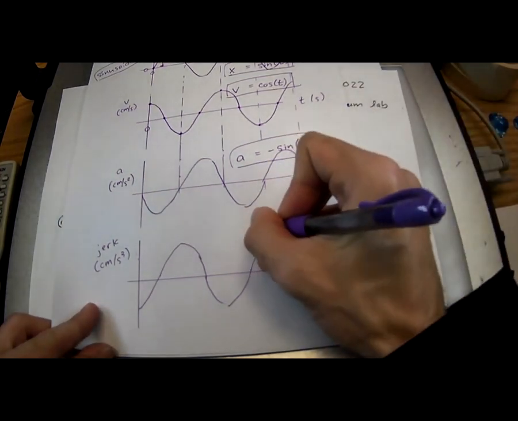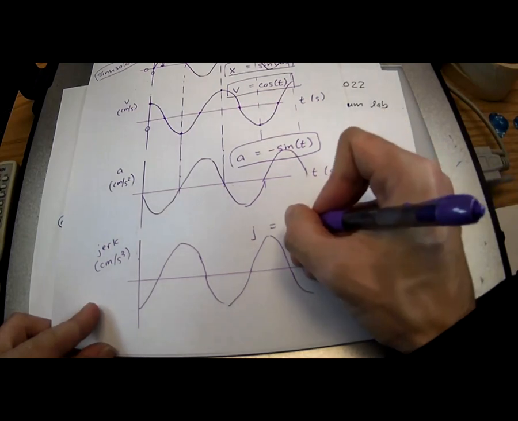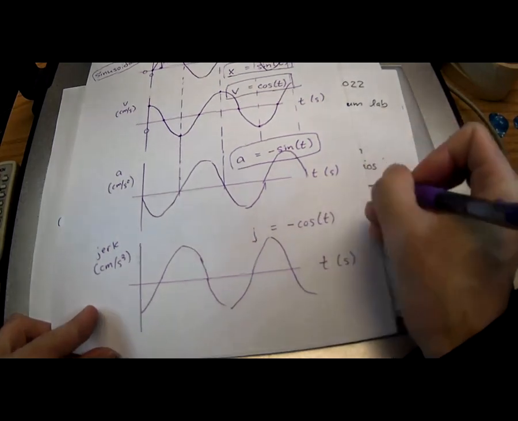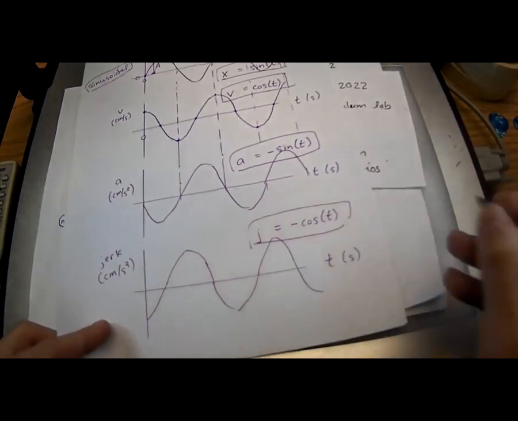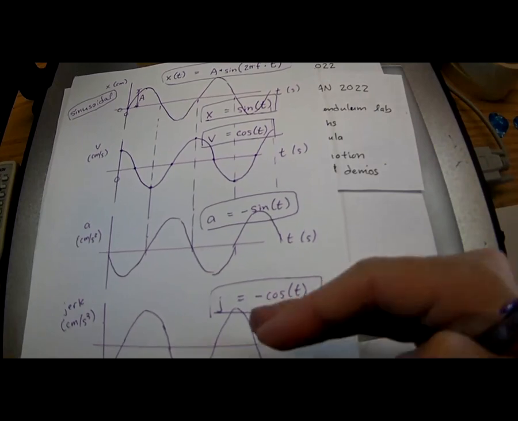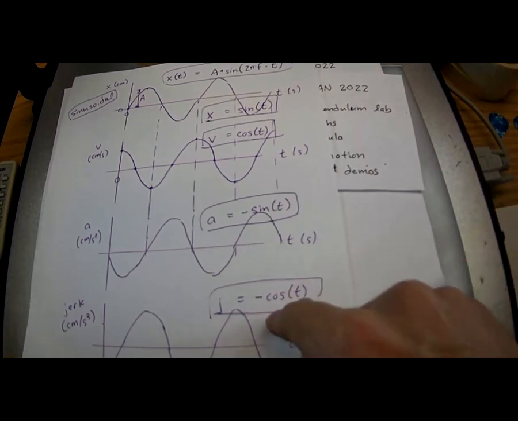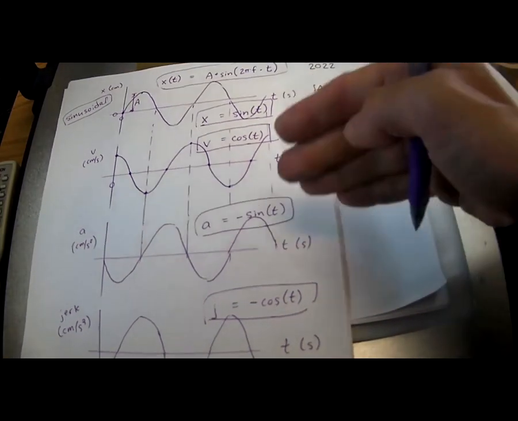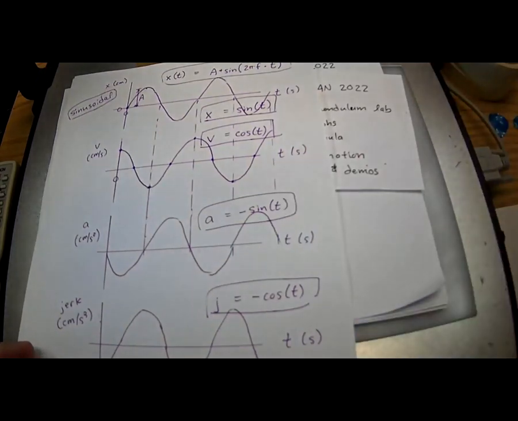So jerk as a function of time is negative cosine of however much time has passed. And the reason I wanted to bring in jerk is because that actually completes a 4-part cycle. Because if you take the rate change of negative cosine, guess what you get back to? Positive sine, and then we just cycle through again, right? So that's all 4 parts of this cycle.